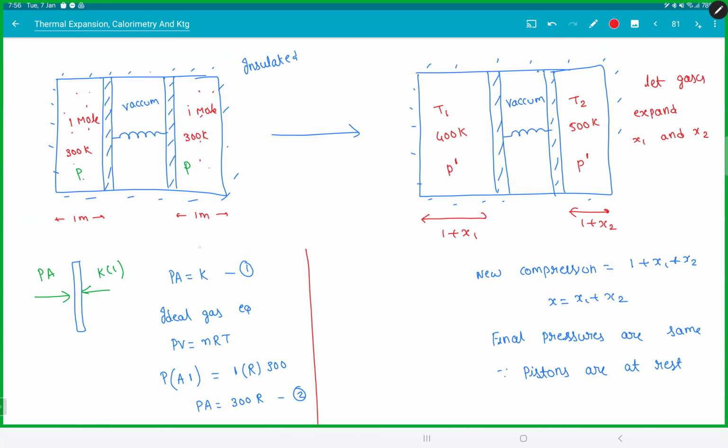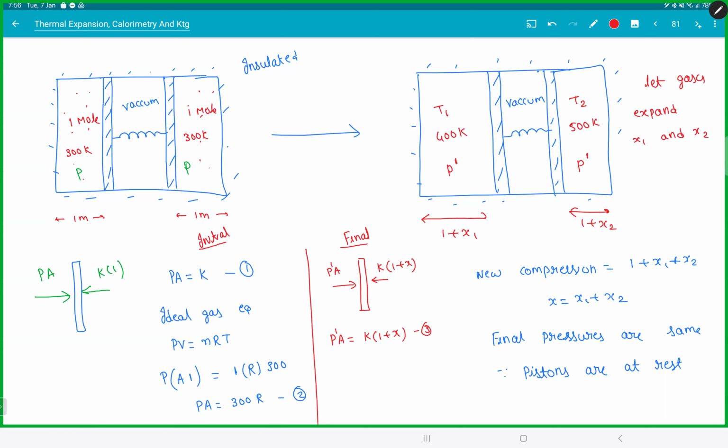So this is the initial state. Now I can do the same thing for the final state also. For the final equation, when you draw the FBD, this will be P dash into A, and this will be K into 1 plus X. So P dash into A is K into 1 plus X. This is equation 3, because the system is in equilibrium.